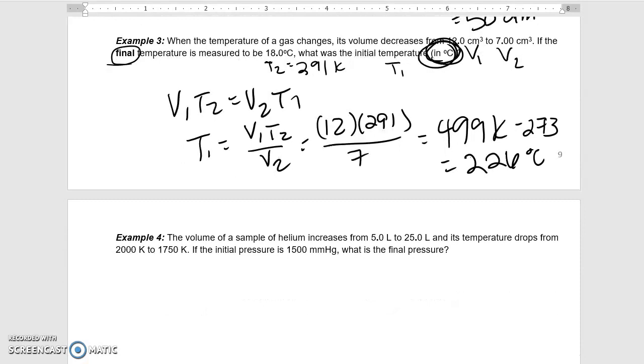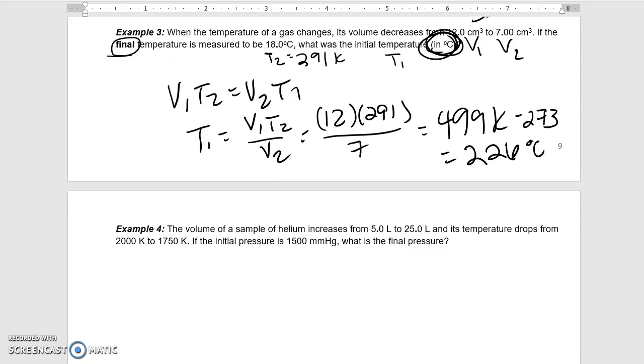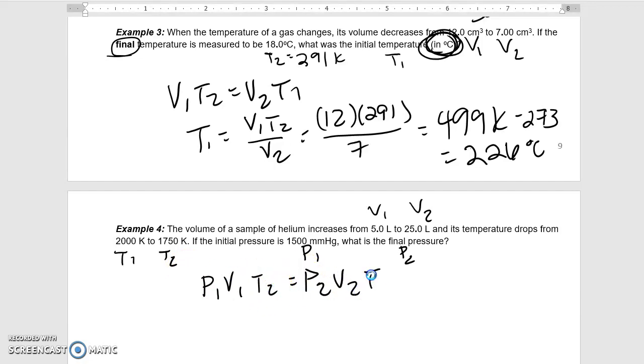All right, and the last example we're going to look at here. The volume of a sample of helium increases from 5 to 25, and the temperature drops from 2000 to 1750. So volume increases from this, so first volume, second volume. Temperature drops, so this is T1, T2. The initial pressure is P1. We need to find the final pressure. So here's a combined gas law problem. I'm solving for P2. So I have P1 V1 T2 over V2 T1.